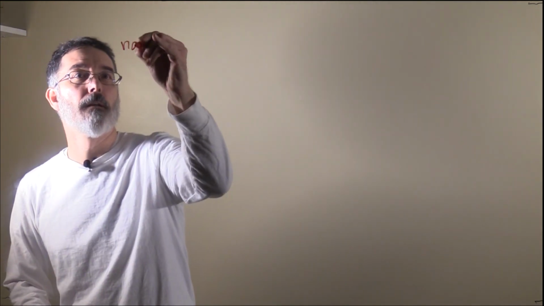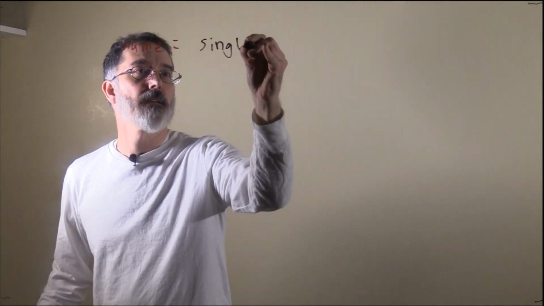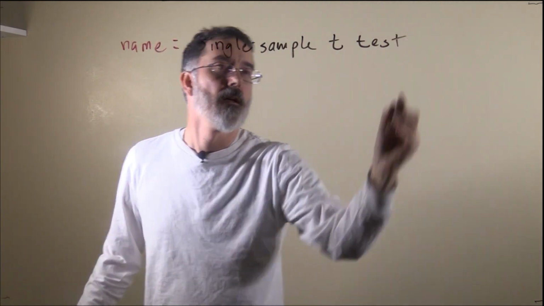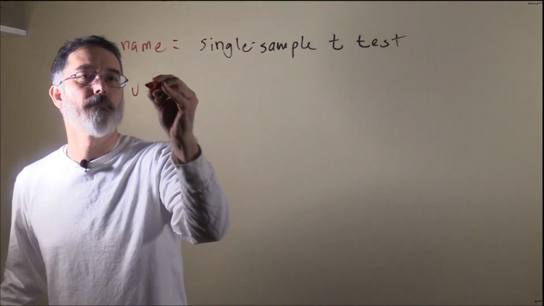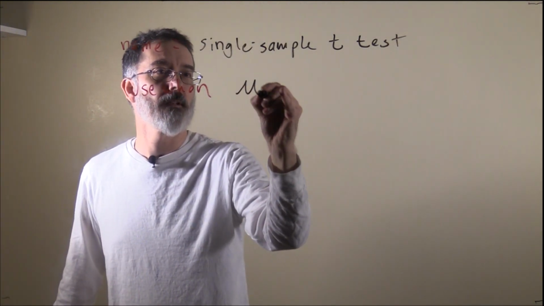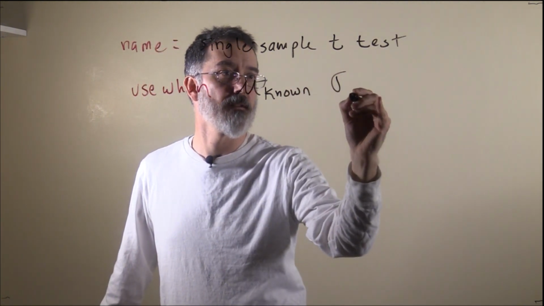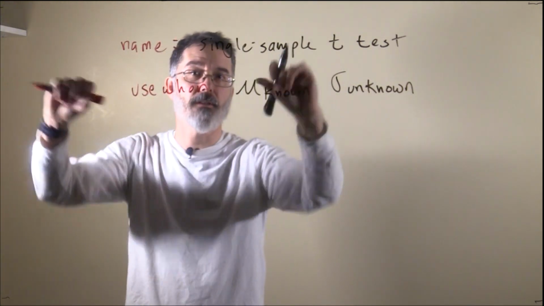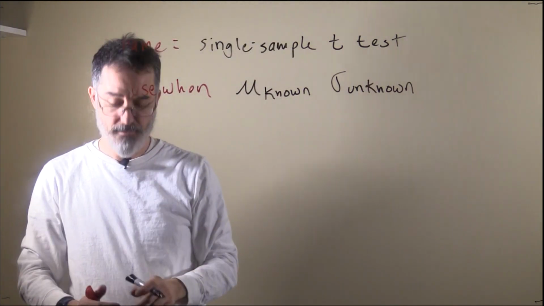is called a single sample t-test. It's also sometimes called a one-sample t-test. And you use a single sample t-test when the population mean is known, just like it was for a z-test, but the population standard deviation is unknown, right? Because we need this information to create that population distribution. So a z-test cannot handle the situation where you don't know the population standard deviation.